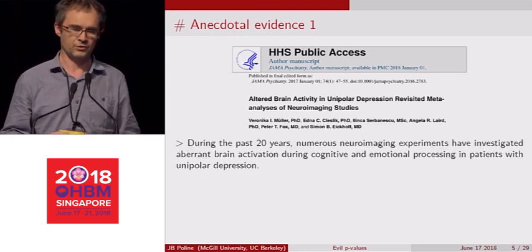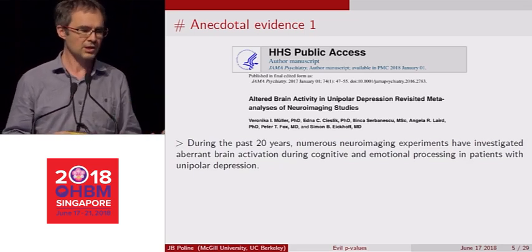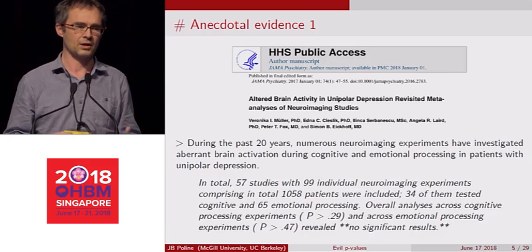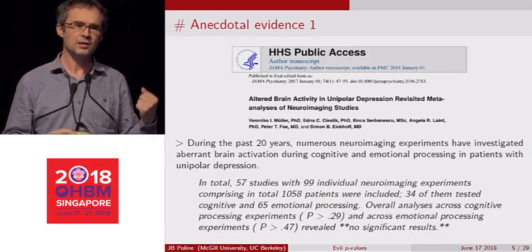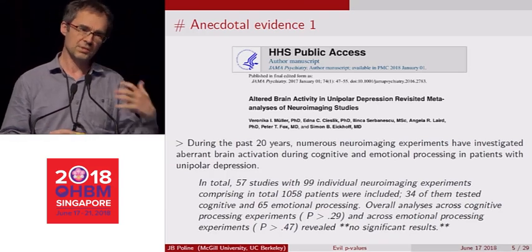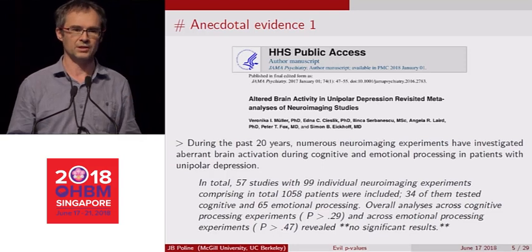There are a lot of unipolar depression neuroimaging studies. This is a meta-analysis of all those studies, and what it shows is that across all of them, there are absolutely no significant results. So basically, message number one: many papers are published with significant p-values, and then after some work, a meta-analysis doesn't find anything.